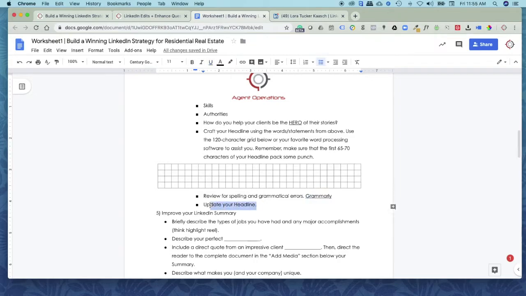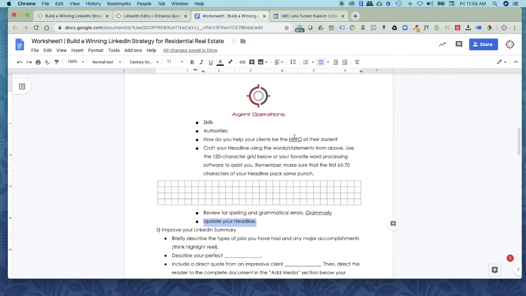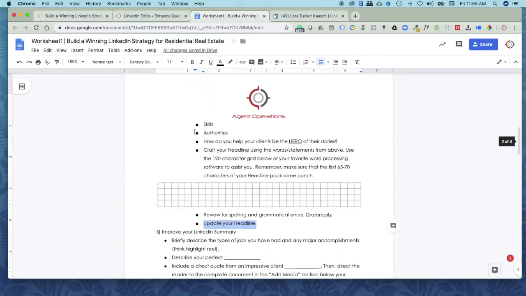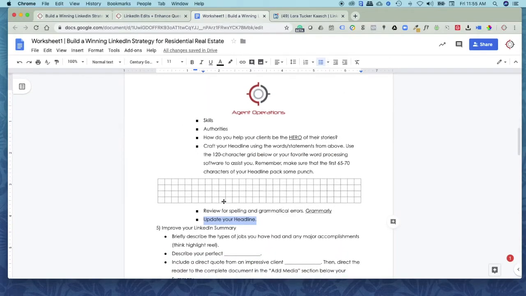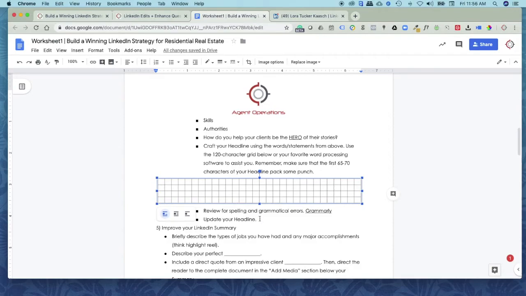Next, once you have answered all of these questions and suggestions, you're going to want to craft your headline here. And once it's to a place where you like it and you're happy with it, you want to then update your headline. So let's do that.